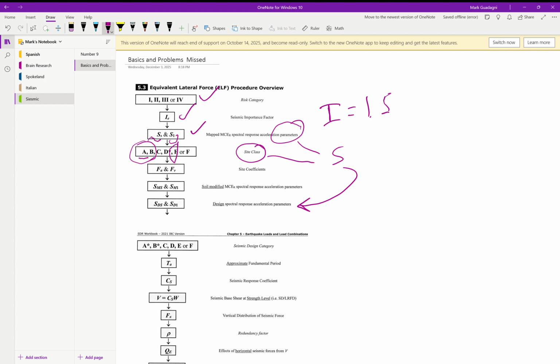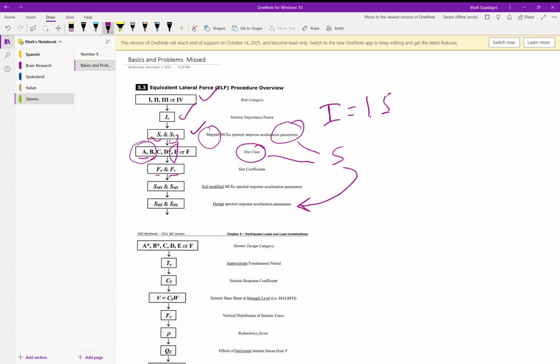Now I'm skipping a couple steps here. Each of these site classes has, depending on what your acceleration is, an acceleration and velocity constant that will get you from the ground acceleration to what you should design your building to, given whether you're on solid ground or not solid ground.